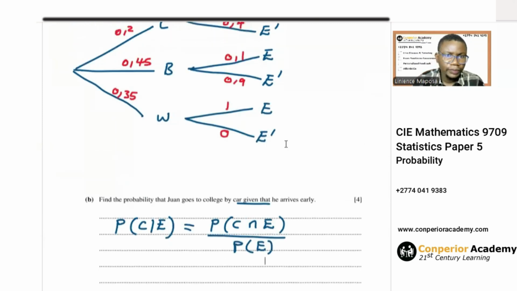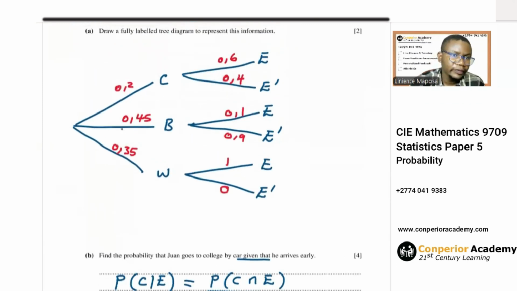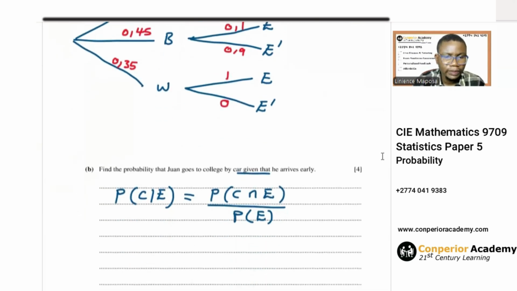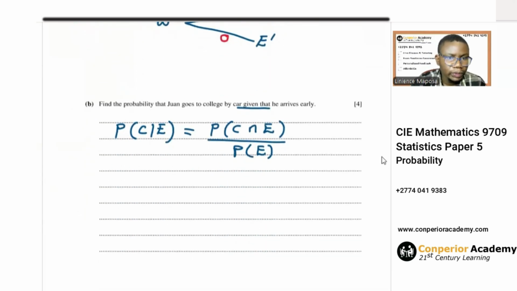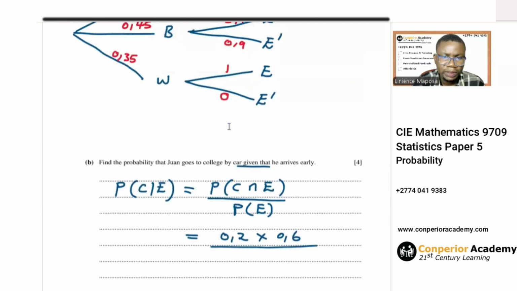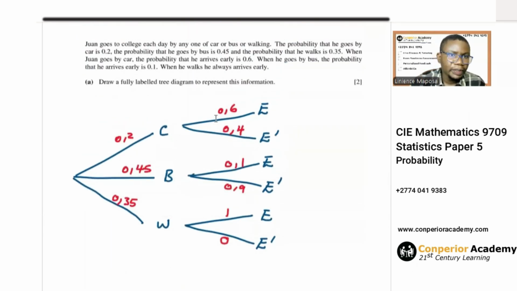So I have to go to my tree diagram. The intersection of using a car and being early is this branch that I've traced in green. So that is the probability. That will be 0.6 multiplied by 0.2. You simply plug in the values here, 0.2 times 0.6. And this is divided by the probability of being early. So let's look at the situations when he's early. The probability that he is early will be obtained from these three branches.